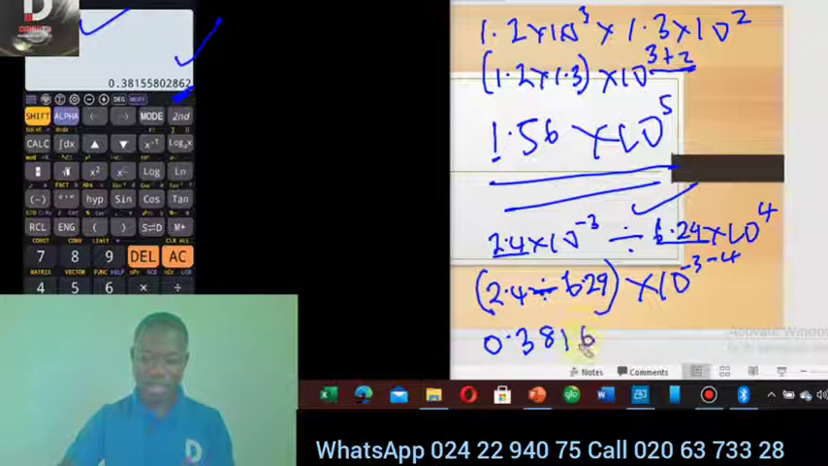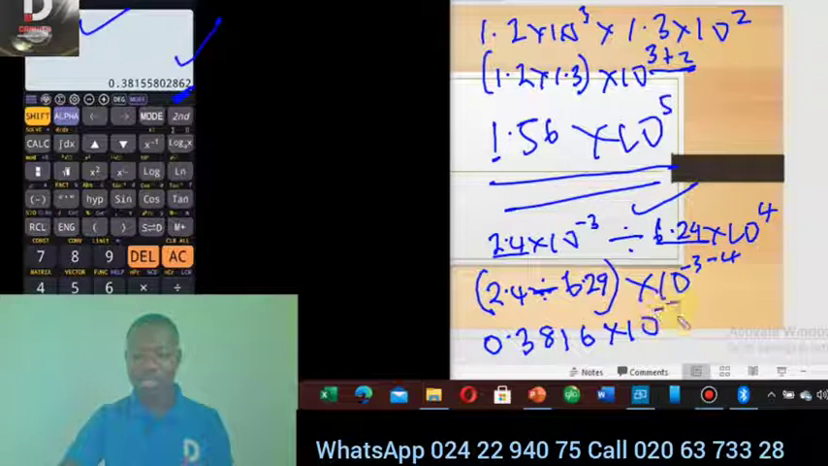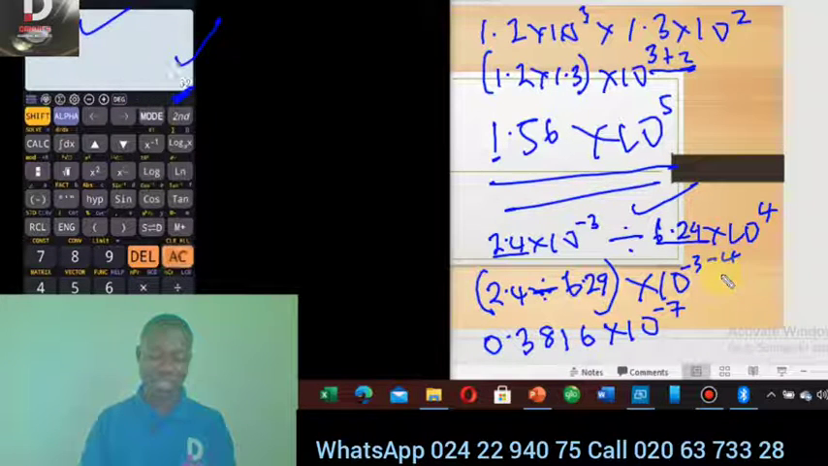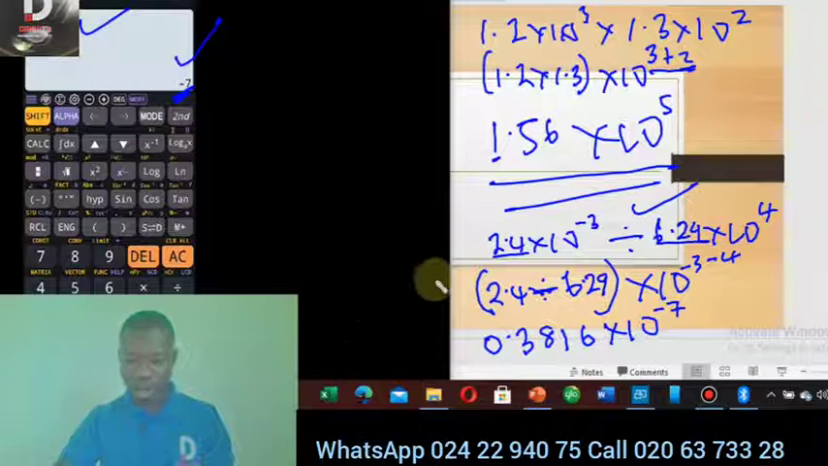0.381. Round it to 4 decimal places unless the examiner tells you otherwise, because this is an irrational number, right? It does not repeat, so we leave it in 4 decimal places. Good. Times 10, negative 3 minus 4 will produce negative 7. Why? Let's prove it. Minus 3 minus 4. The answer is minus 7. Can you see it on your calculator? Beautiful. So that's it.